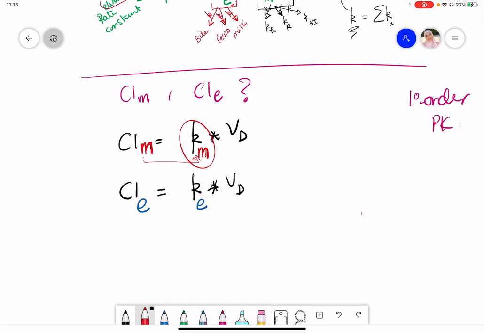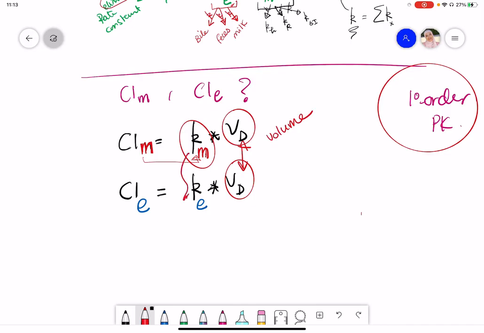Okay, and for sure, the volume of distribution is constant in the model that we are dealing with, right? The unit of the volume of distribution is volume. The unit of each of those constants is 1 over time, because it's first order kinetics. And the unit of each of the clearances is volume over time, because it's clearance and it's following first order kinetics.